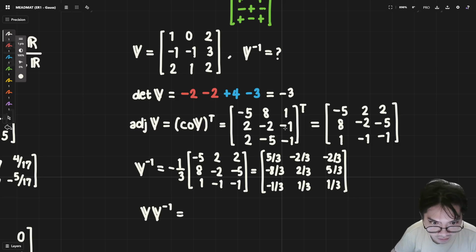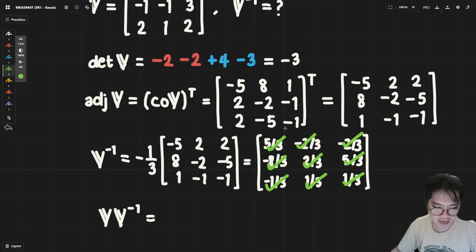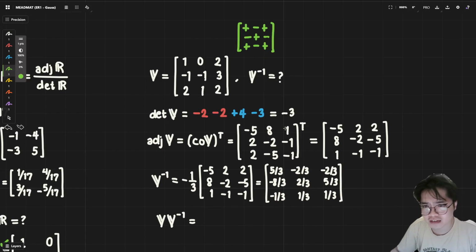The inverse of matrix A is 5 over 3. Okay, so let me see if I'm getting this right. 5 over 3, negative 2/3, negative 2/3. What is this? Negative 8 over 3? Yeah, negative 8 over 3, 2/3, 5/3, and negative 1/3, 1/3, and 1/3. So there. That is the handmade way to do this thing. Okay? So I'm not requesting that you guys do the very tedious thing, which a computer can easily do.